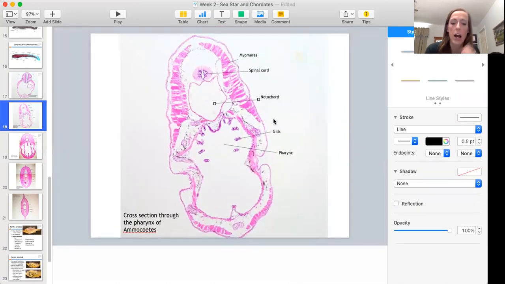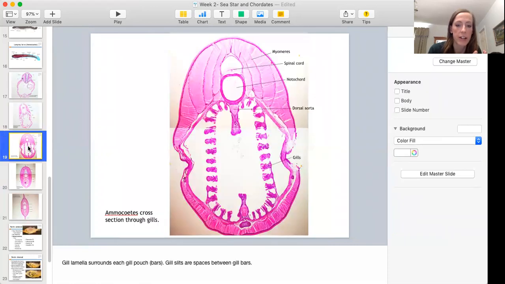And then on the ventral side, we've got the pharynx now with the gill bars and slits in between. And along the outside of the organism, we've got musculature, again called myomeres. And that is pretty much all we can see now in this section. So we're going to move to the next one.